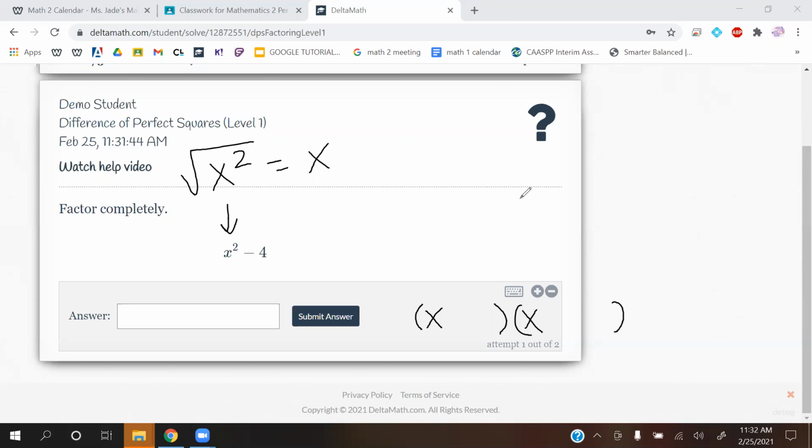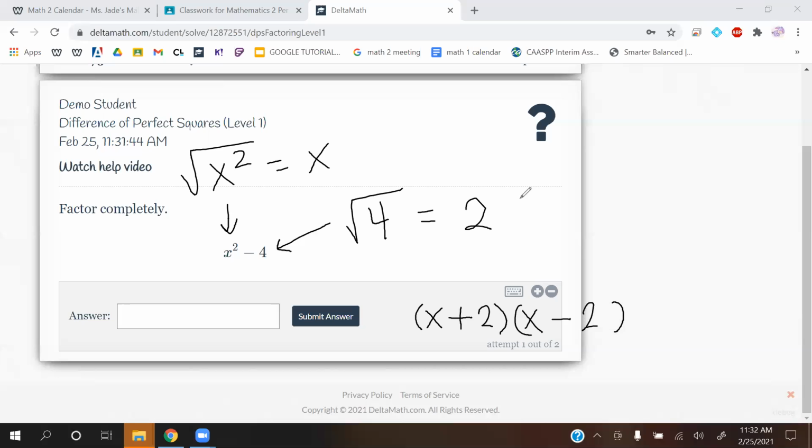And then the next thing I want you to do is inside each of your factors, make one plus and make one minus. So one is a plus, one is a minus. So you have x plus something, x minus something. And then what is that something? Now take a look at this term. It says 4. So what is the square root of 4? The square root of 4 is 2. So I'm going to take that 2 and put them in my factors. So then finally, your factored form is x plus 2, x minus 2.